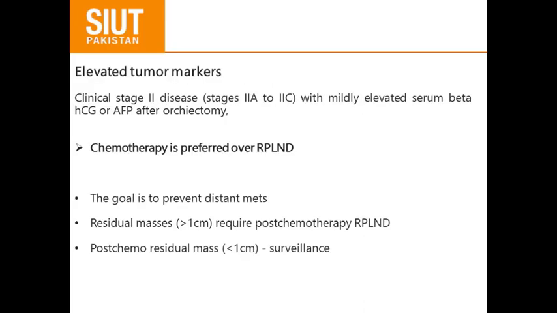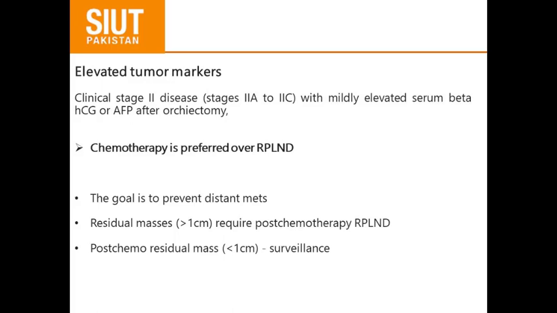Okay, now stage 2 disease with elevated tumor markers, that is S1 level. In all stage 2 disease, 2A to 2C, with mild increase in serum beta-HCG or alpha-fetoprotein after orchiectomy, we go for chemotherapy. Now, the goal is again to prevent distant metastasis. Even after chemotherapy, if the residual mass is more than 1 cm, we go for RPLND. If the post-chemotherapy residual mass is less than 1 cm, we opt for surveillance.